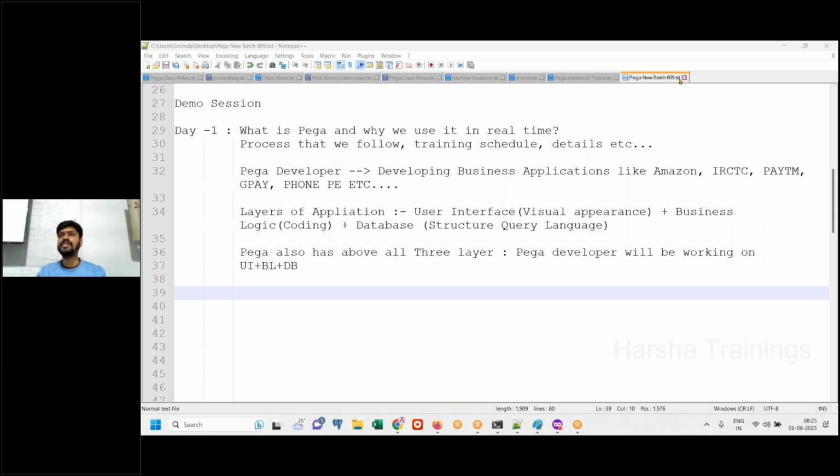Then the next question is, am I going to write any code? Should I learn HTML technologies? Should I learn business logic technology? Should I learn database and all? So the answer is no, a big no. You are not going to write any code. No coding.